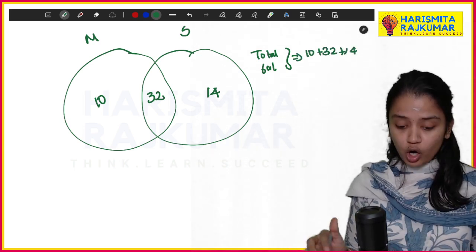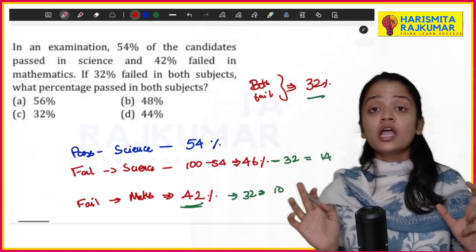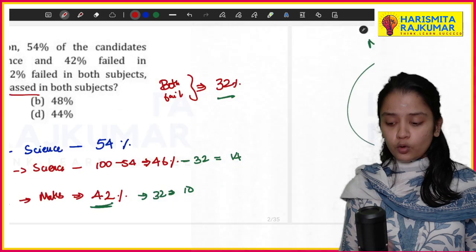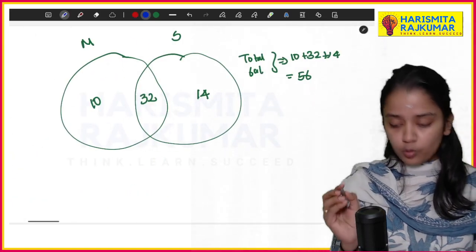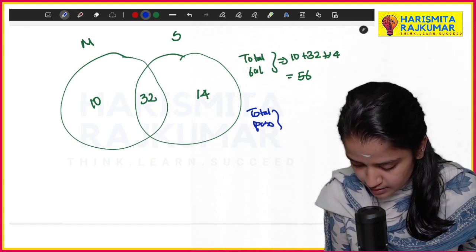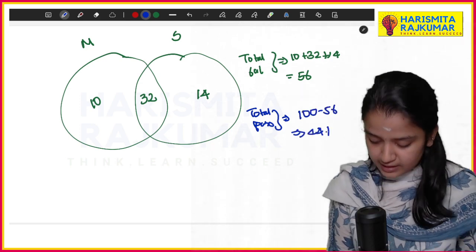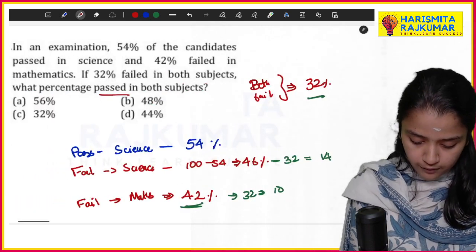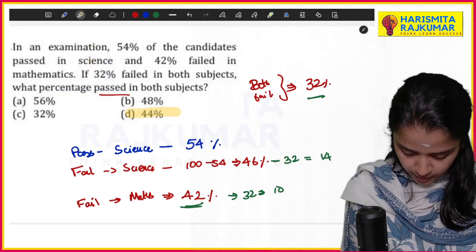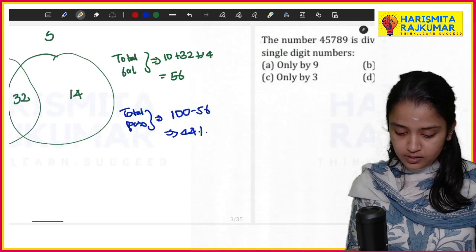Now in the question, what did they ask? In the question they asked what is the percentage of pass in both the subjects. So total fail I found, total pass will be 100 minus 56. So I'll be having 44% as my answer. So my answer for this question is 44%. Okay, so 44% is my answer. I hope you understood this question. Now let's go to the next question.